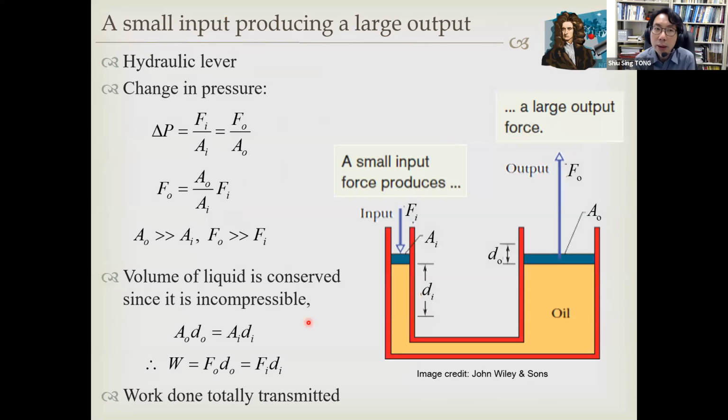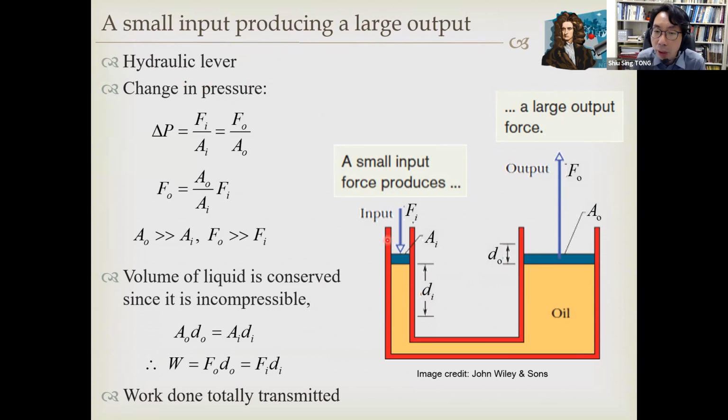Now, Pascal's principle has an interesting application known as a hydraulic lever. A hydraulic lever is a lever that makes use of the pressure of a liquid, for example oil, to lift up a heavy object. So it is a lever. The lever is a machine used to lift up a heavy object.